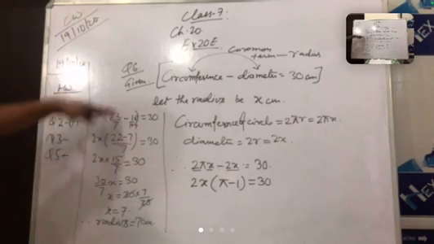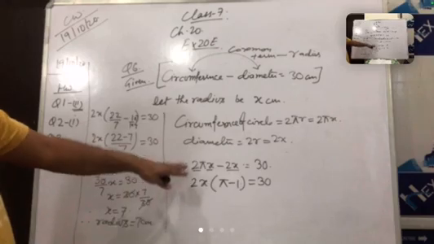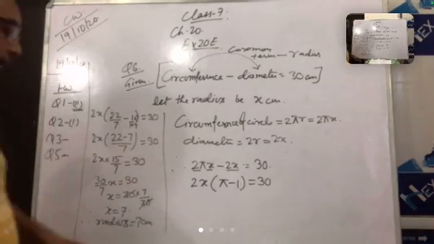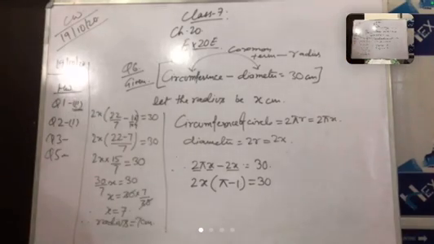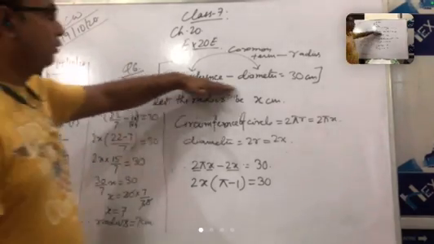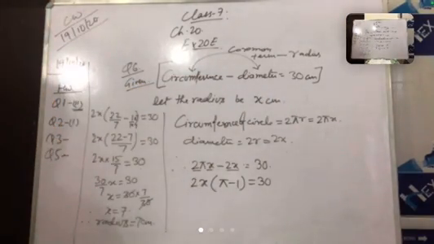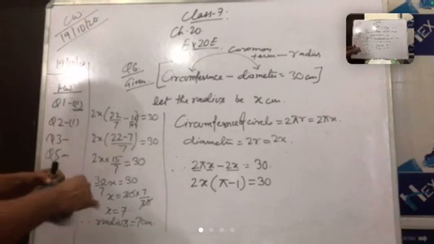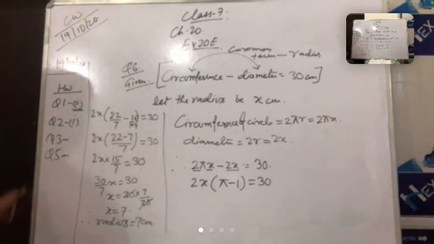This is basically the calculation part. Very nice. You can understand here only that the circumference of a circle exceeds its diameter by 30, means that the difference between the circumference and diameter is 30. So we can use this equation to calculate the radius. Clear? Now copy it. Can I rub? Good.